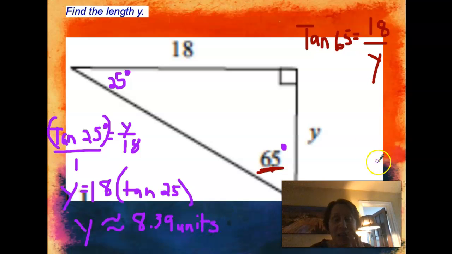And I always take a moment to think, does that answer for y make sense? And yes, it does make sense for y because y is across from that 25-degree angle. So it should be a much shorter side length than 18. So I feel good about finding that value. And if you'd like to, feel free to double check that you get about the same answer for tangent of 65 degrees equals 18 over y if you want one more practice.